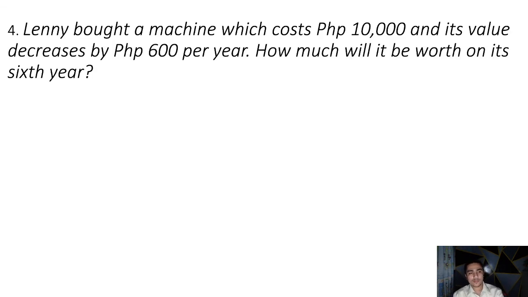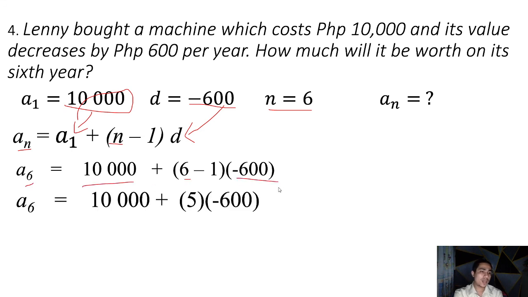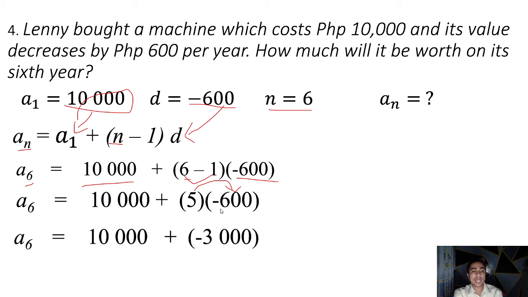How? Using the formula. Substitute again. A sub 1, 10,000. Palit. Common difference, dito ipapalit. N, ito yon 6. Kaya ito ay 6, 10,000, 6, and then negative 600. Okay? I-operate lang. 6 minus 1, of course, we all know that is 5. And this time, we have to multiply 5 to negative 600. I-multiply lang. Ang lalabas doon is negative 3,000.